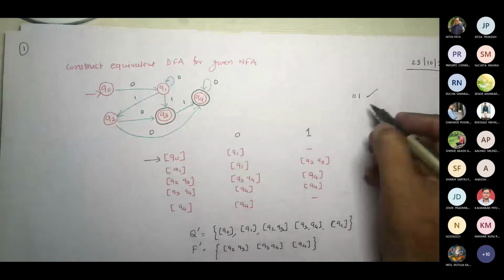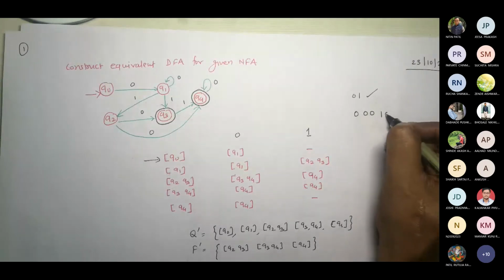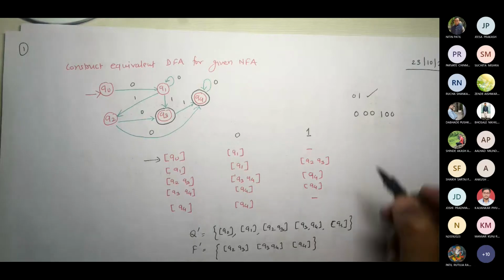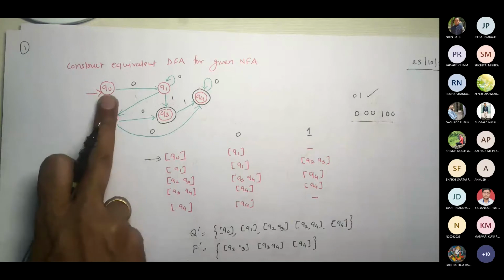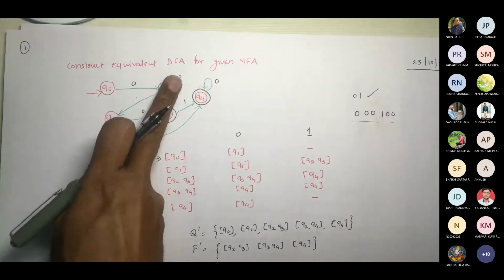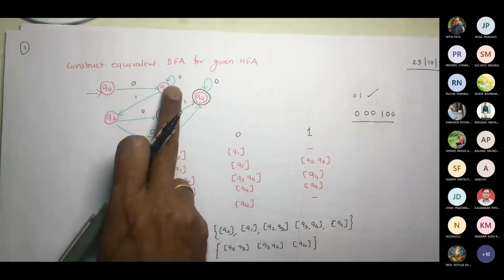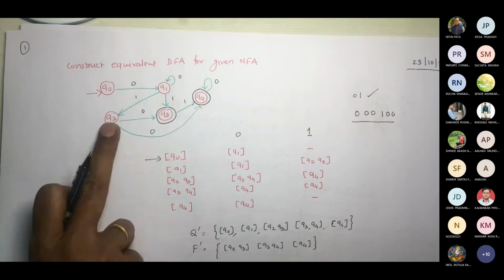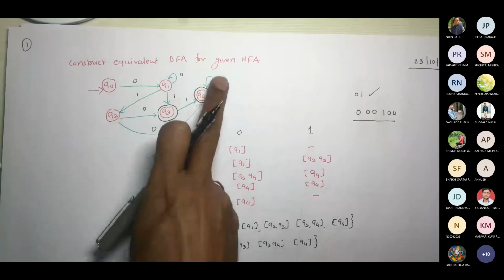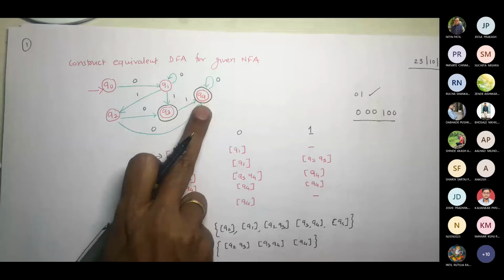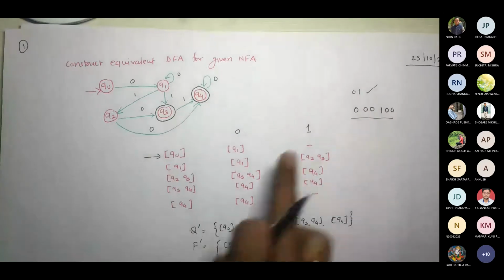Take a bigger example, 0 0 0 1 0 0. You follow this: 0 0 0, correct, then 1, then 0 here. Two zeros are with Q1, 0 Q1, 0 Q1. Now you have 1, you are reaching Q2. Then again 0, you are going to Q4. Then again you have 0, so Q4. So it is taking you to Q4. In this case, it is final. So this is accepted.